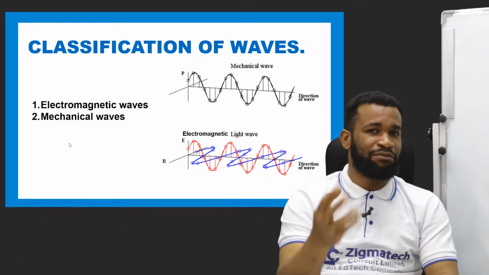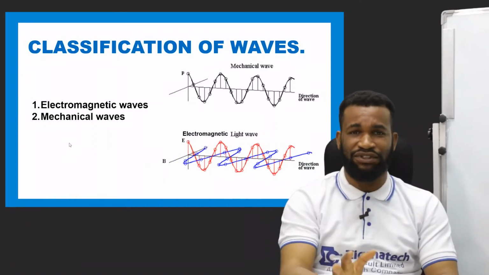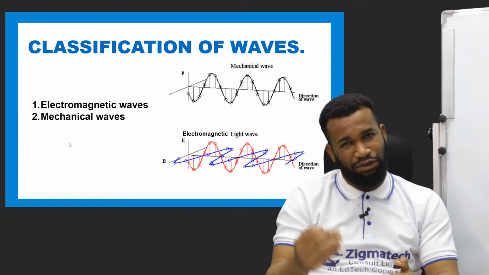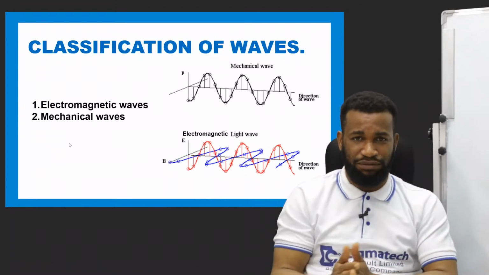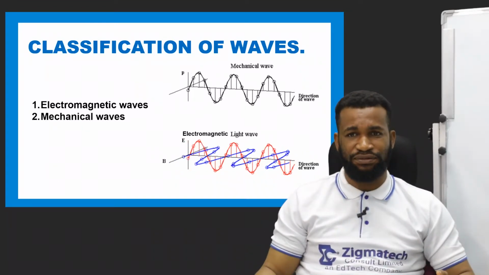Like, as you are hearing my sound, it is because of air. Without air, you can't hear what I'm saying, and that is why we call it mechanical wave. An example of mechanical wave is sound wave. Now, these are 2 broad sections of wave.